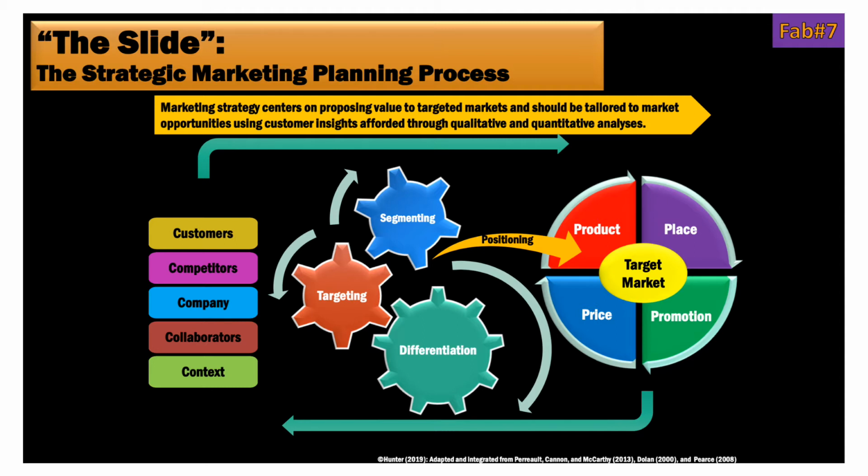This is the strategic marketing planning process, and probably one of the most important and fundamental things to learn and take away from the Fab 50. So I'm going to go over this below.